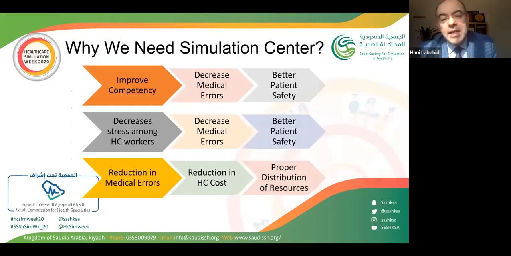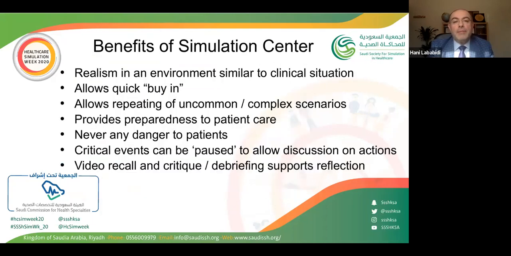So we need simulation centers to educate and to perform simulation-based education to improve competency, to decrease stress among healthcare workers, and to reduce medical errors. And if you go through this algorithm, then we have better patient safety in all, and we also have proper distribution of resources. When we decrease medical errors, we have better patients, and also we don't consume a lot of money to treat unnecessary side effects.